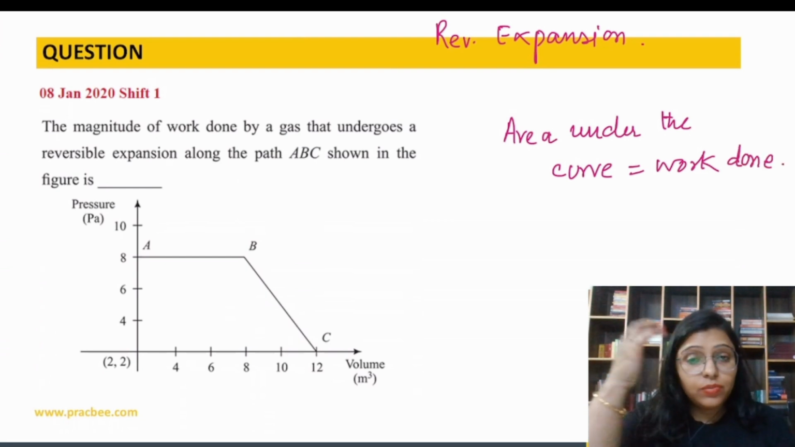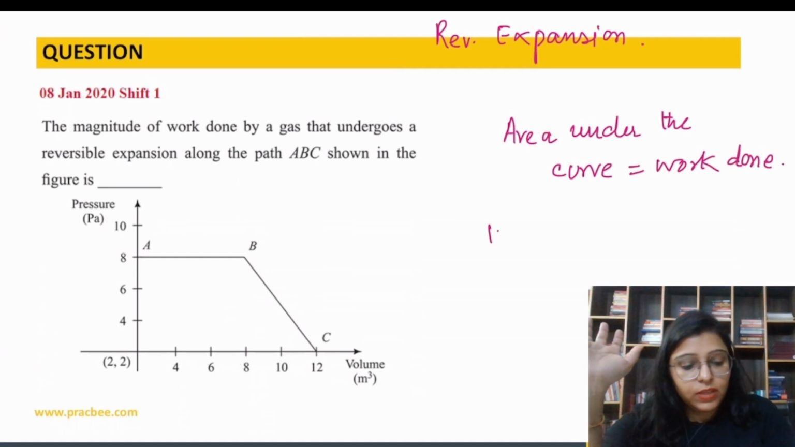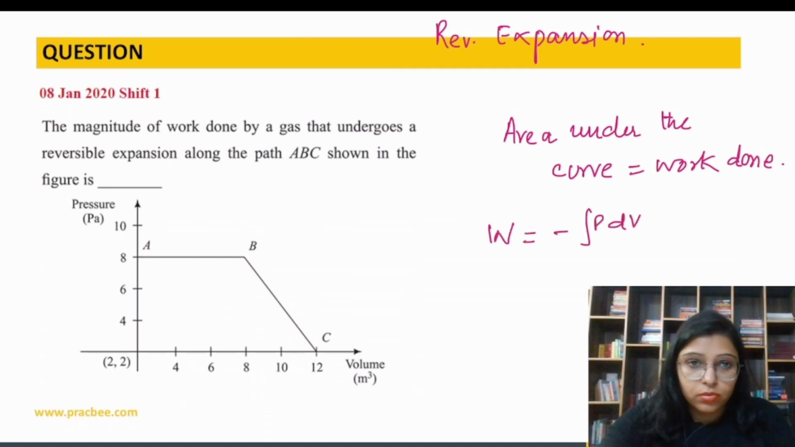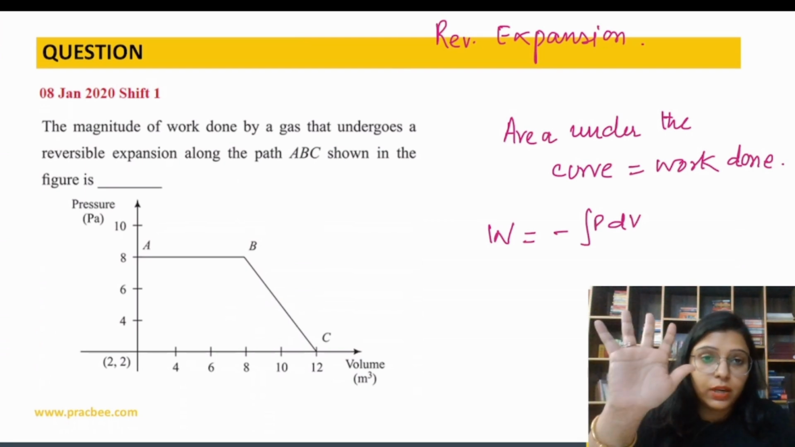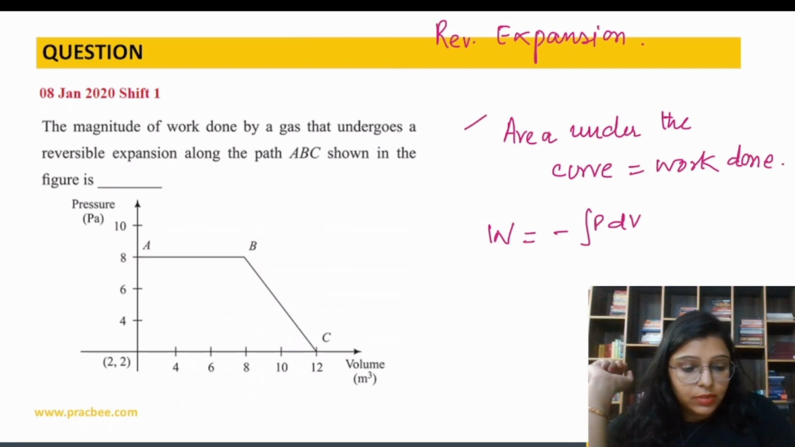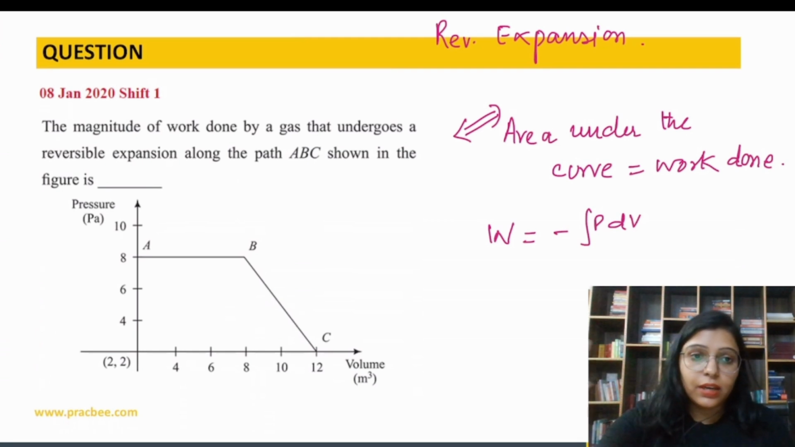So for a reversible process we can have two ways. We can say minus P dV, and we can also find the work in that way. But this is the easiest one: you have to find the area under the curve in order to determine the actual work done.